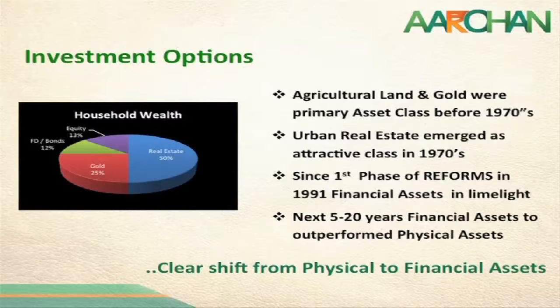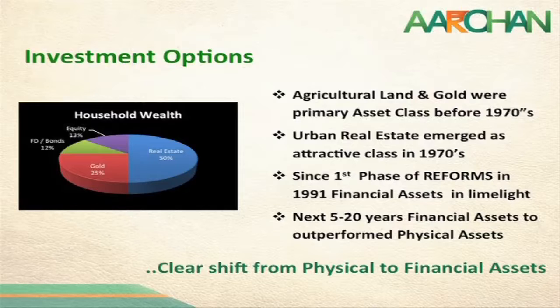Then we look at different kinds of investment options. Traditionally, agricultural land and gold were the primary asset classes before the 1970s. We were a very small monetary economy. Real estate, urban real estate, emerged as a very attractive class in the 1970s. At this stage also, financial assets were small.